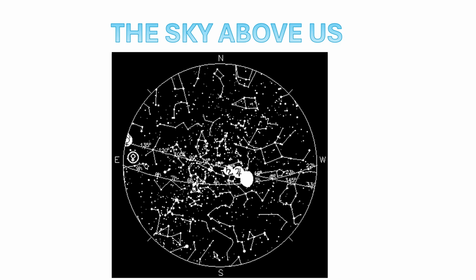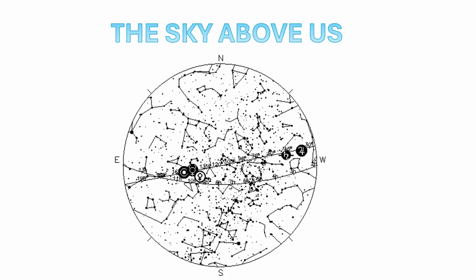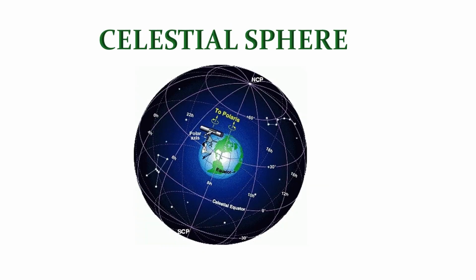What if we imagine the entire sky as a big hollow sphere surrounding our planet with stars fixed on its inner surface? That's the idea behind the celestial sphere. A celestial sphere is an imaginary sphere of an extremely large radius with Earth at its center, on which all celestial objects like stars, planets, and the sun appear to lie and move.